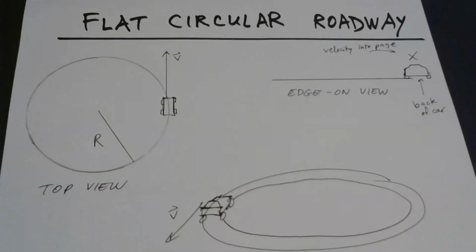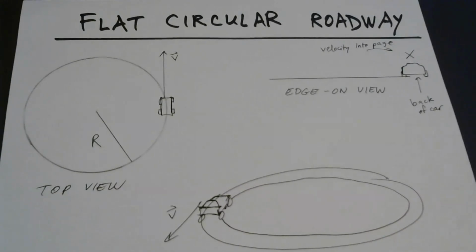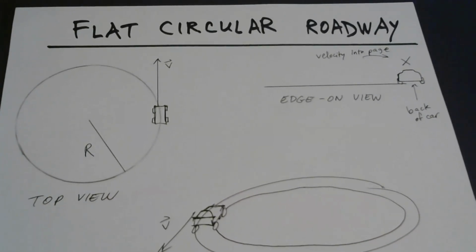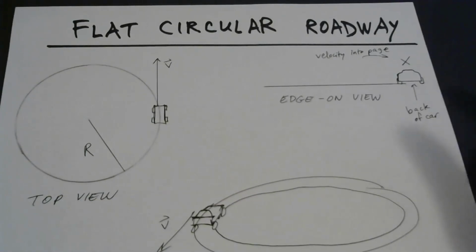The first set of problems to which I will apply the dynamics of circular motion are the flat and banked circular roadway problems. Here are three different perspectives of a car driving around in a circular track, circular roadway.